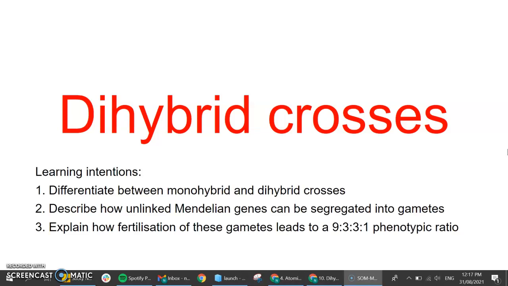So today we are going to hopefully differentiate between monohybrid and dihybrid crosses, describe how unlinked Mendelian genes can be segregated into gametes, and explain how fertilization of these gametes leads to a 9:3:3:1 phenotypic ratio in dihybrid crosses when we're looking at complete dominance. Now hopefully that sounds like a load of rubbish to you, otherwise it wouldn't be a learning intention. So this is what we are going to learn today.